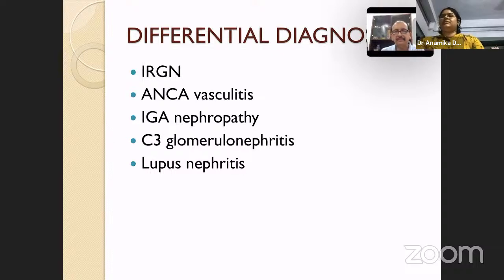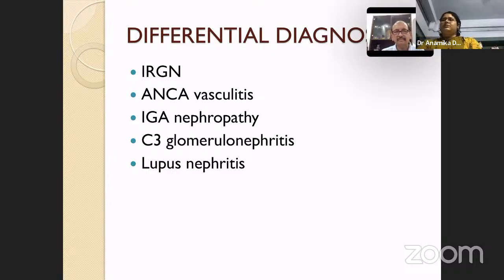Another differential, due to the acute presentation, we kept ANCA vasculitis as one of the differentials. Points in favor were the acute presentation along with oliguria, but points against the diagnosis of ANCA vasculitis was her age, which was not fitting into the criteria. Also, she did not have any symptoms of hematemesis or any cough or any lung involvement. So that was also kept in mind.